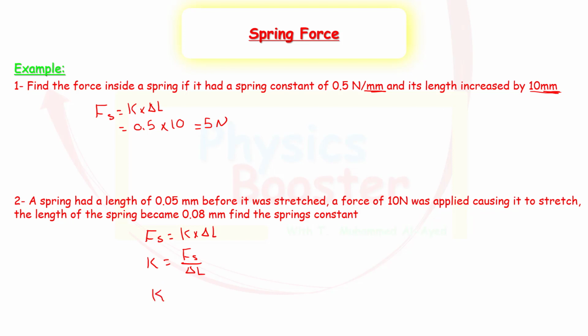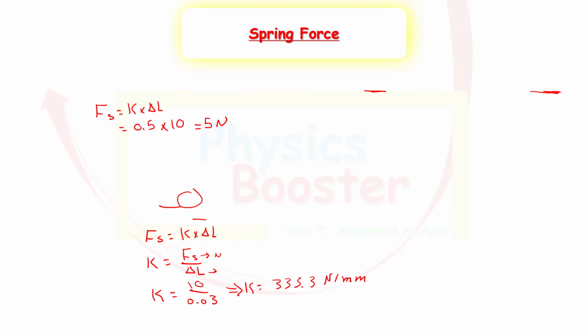So I can say that K is simply equal to the force, which is 10, divided by the change in length. Well, the length was 0.08. Now it's 0.05. So I can say that the change in length is 0.03. This gives me a spring's constant K equal to 333.3. It's important to keep in mind that the unit here was newtons and the unit here was millimeters. Look at the question, it's millimeters, so I can say that the unit is newtons per millimeter. As I said, the consistency of units is very important.